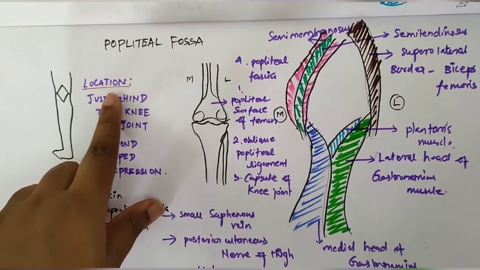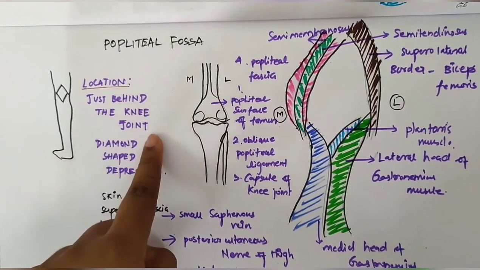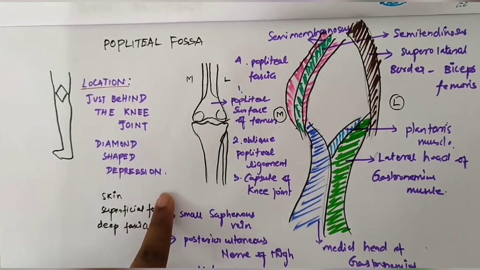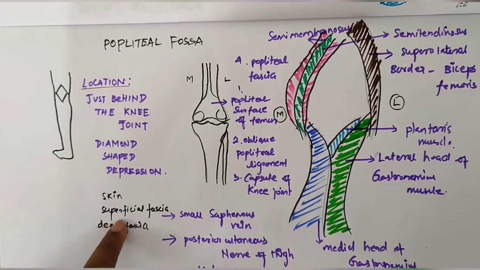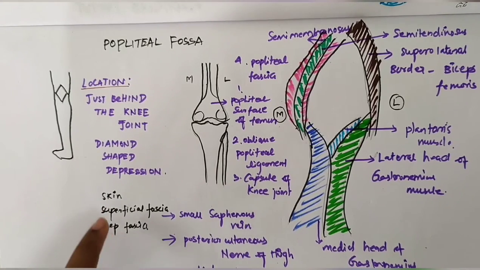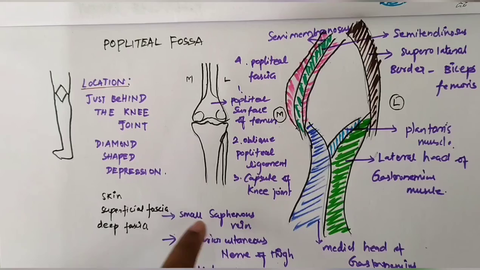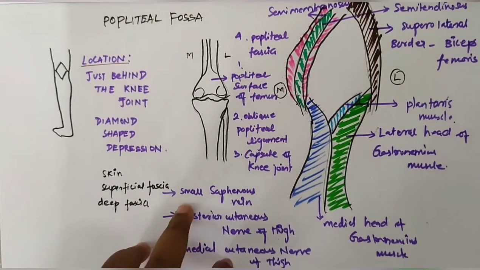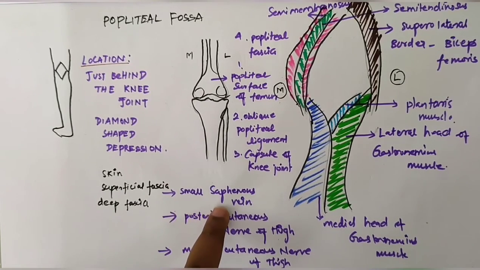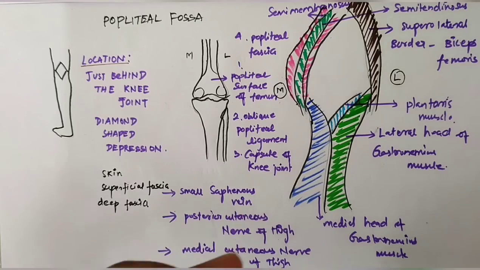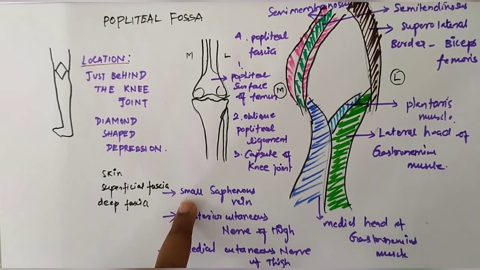First, we learned about location. Location is just behind the knee joint, and it is a diamond-shaped depression. And roof. Roof is formed by the skin, superficial fascia, and then deep fascia. In superficial fascia, we have some veins and nerves. The vein is the small saphenous vein, which takes its origin from the lateral side of the dorsal venous arch of the foot, and drains into the popliteal vein.